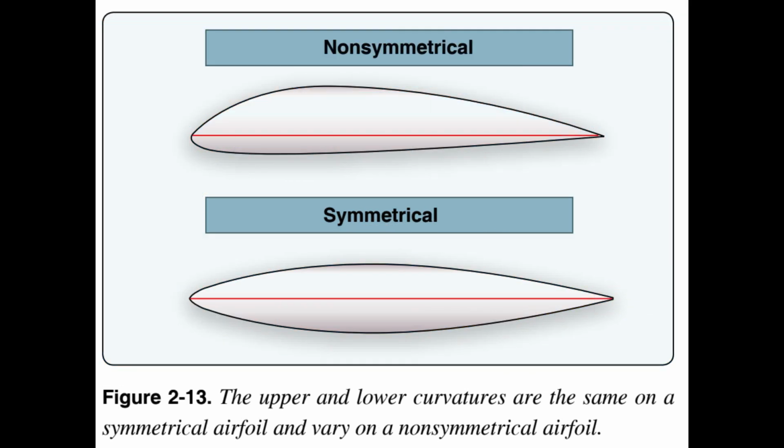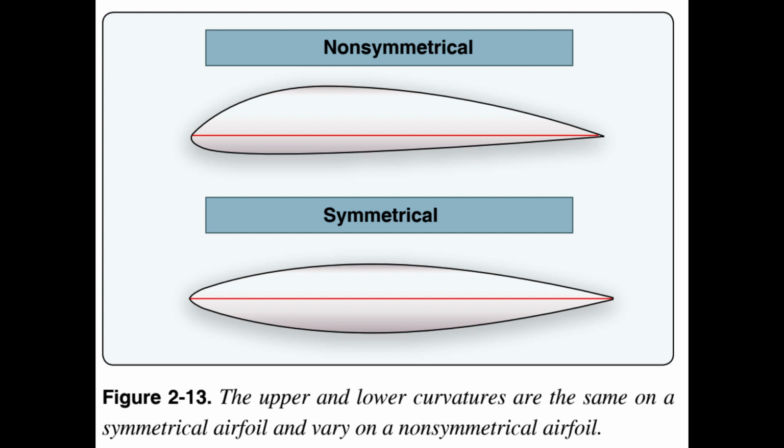Airfoil types. Symmetrical airfoil. The symmetrical airfoil is distinguished by having identical upper and lower surfaces, Figure 2.13. The mean camber line and chord line are the same on a symmetrical airfoil, and it produces no lift at 0 AOA. Most light helicopters incorporate symmetrical airfoils in the main rotor blades.